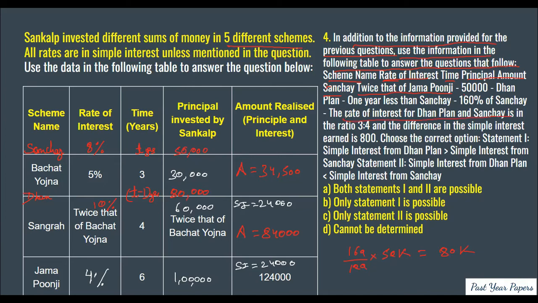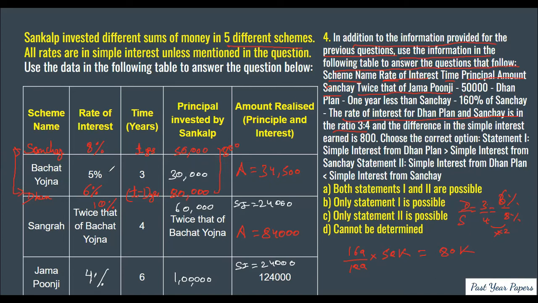The rate of interest for Dhan plan and Sanchay is in the ratio 3:4. Sanchay is 8%. So what will be Dhan? 3:4, 4 times 2. That means it will be 6%. And the difference in the simple interest earned is 800. The difference between their simple interest is 800.